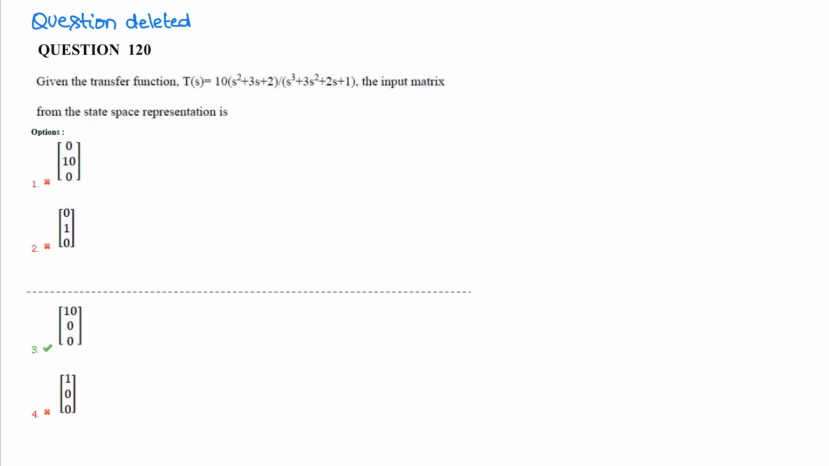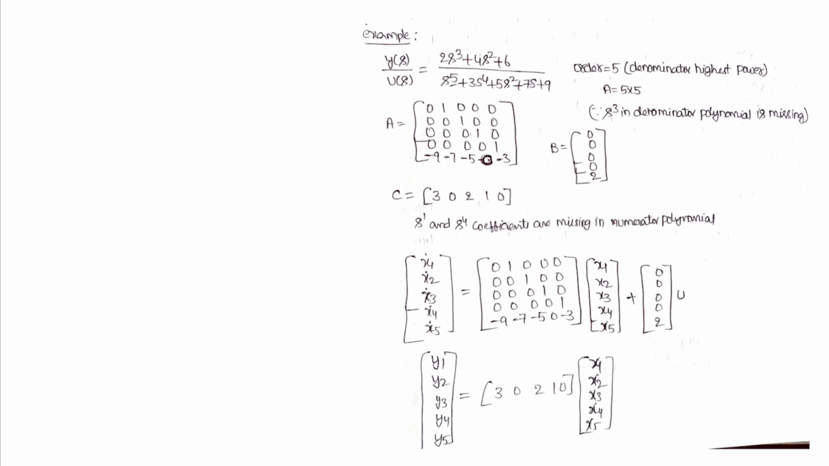Now from this transfer function the state space representation is like this. In the question they have asked for the input matrix, which is 0 0 10. Here none of the options are correct, and this question was deleted from the question paper. Let us see one more example for this.